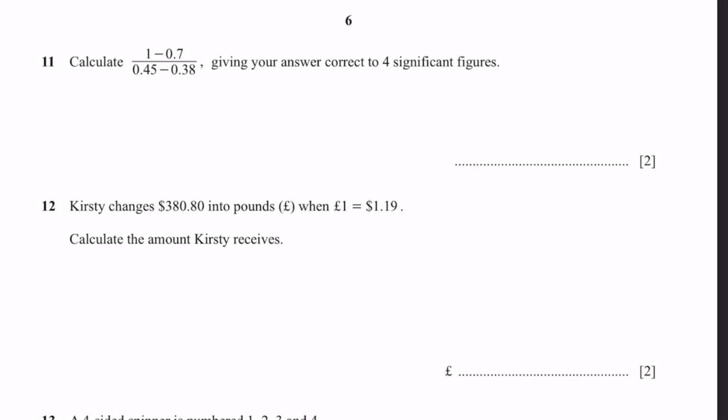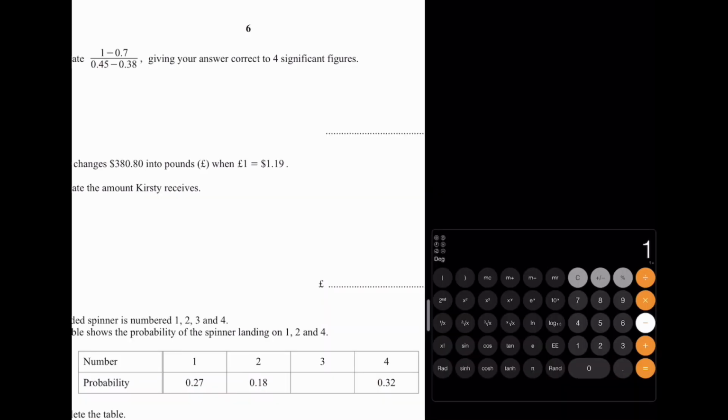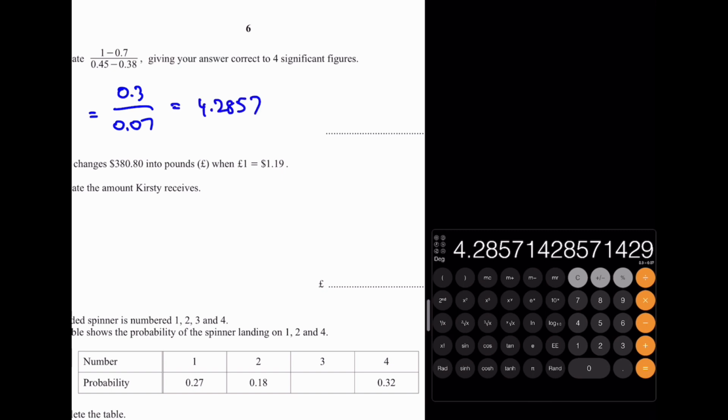Question 11. Calculate 1 minus 0.7 by 0.45 minus 0.38, giving your answer correct to 4 significant figures. Calculator out. 1 minus 0.7, 0.3. And we divide that by 0.45 minus 0.38, 0.07. Now, 0.3 divided by 0.07 is equal to 4.285714. And this pattern actually repeats, so you can put 2 dots there.